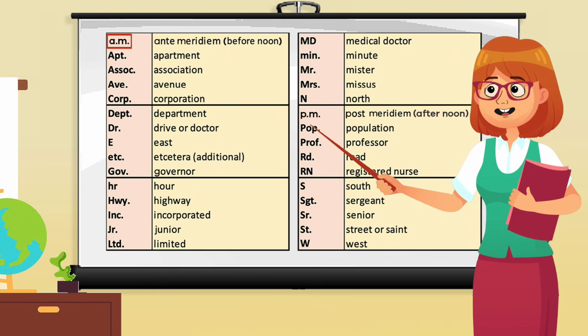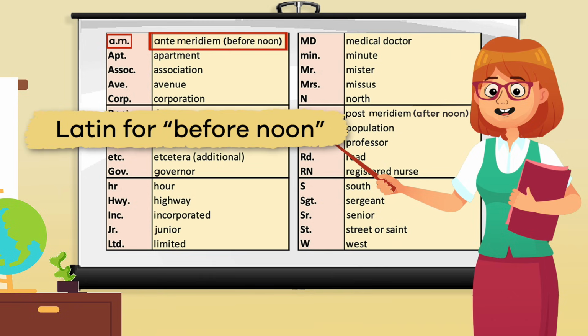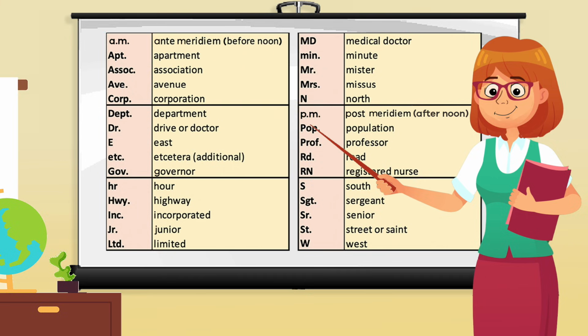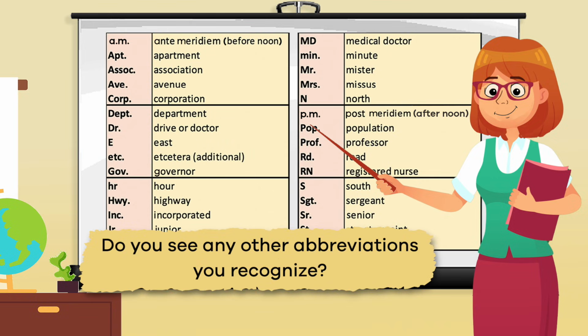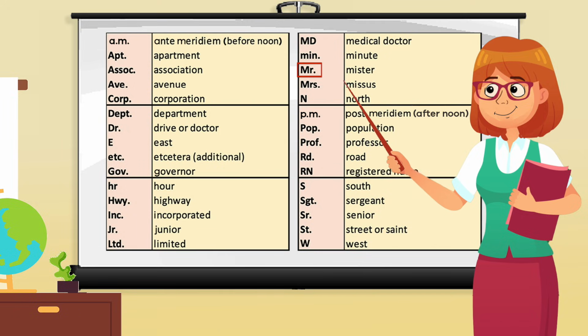Can you find AM and PM on the chart? Okay, here it is. AM literally means ante meridiem, which is Latin for before noon. And PM stands for post meridiem or afternoon. That's cool. Do you see any other abbreviations you recognize? How about MR period for Mr. and MRS for Mrs.? Did you know that those are abbreviations?